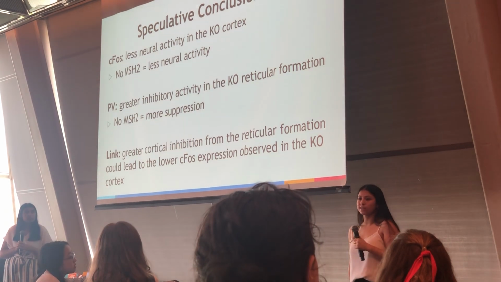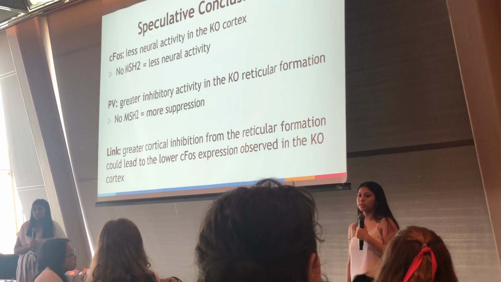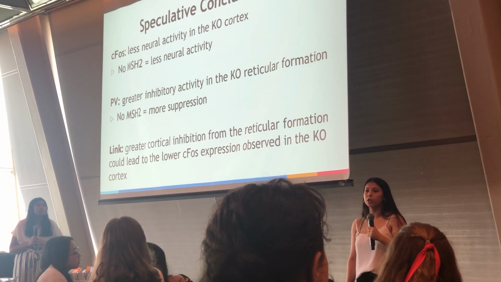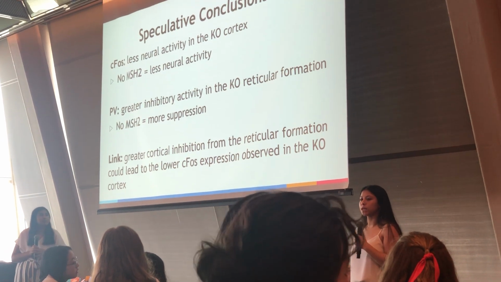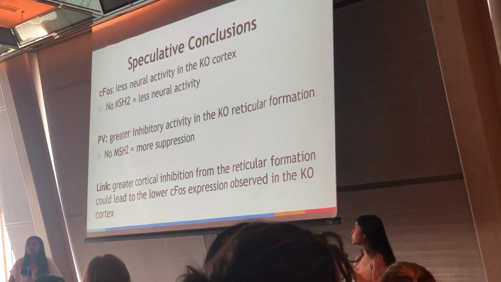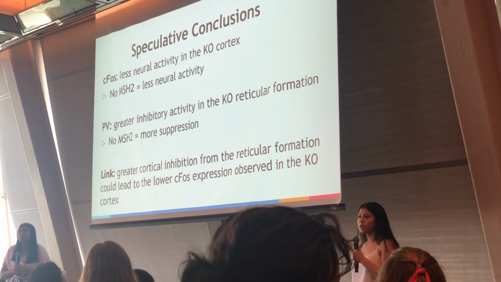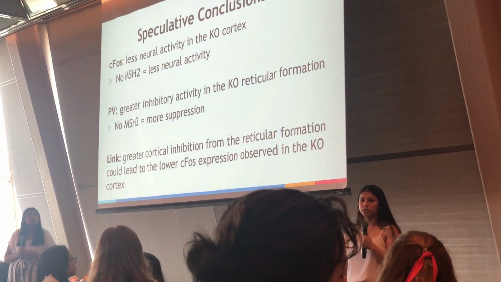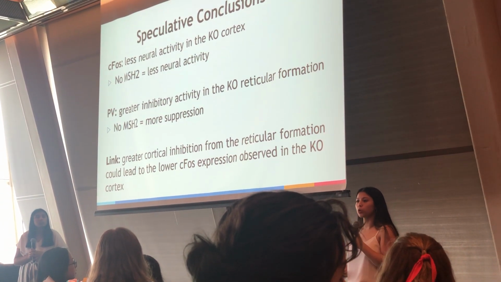So with our CFOS data, we saw that there was less CFOS expression in the knockout, meaning when no MSH2 gene was present, there was less neural activity. And in PV, we saw greater inhibitory activity in the knockout reticular formation. So that means with no MSH2 gene, there was more suppression.